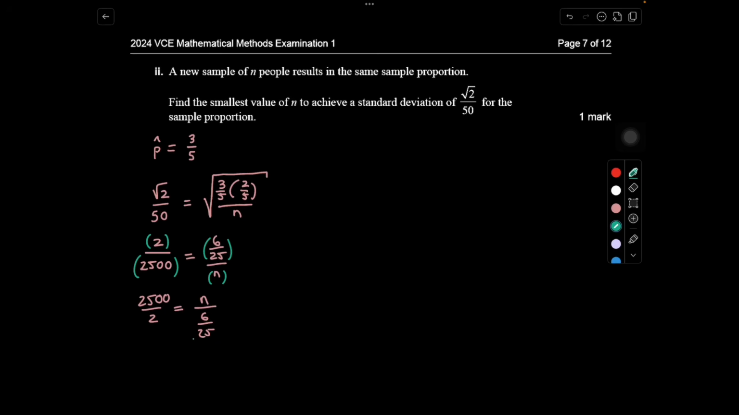And then now, since we're treating this like it's its own number, you can times both sides by 6 over 25 to get rid of it from the right hand side. And then now you can see how all we get is this is equal to our n. So I'll write that here.